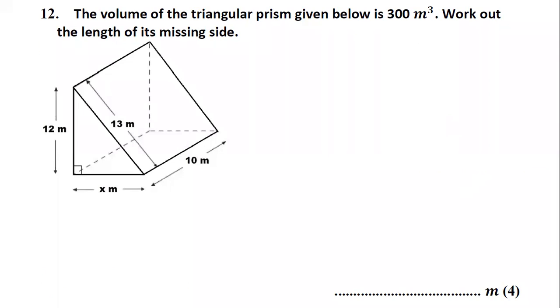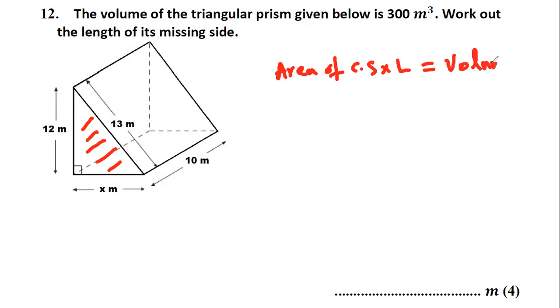It says the volume of the triangular prism given below is 300 meters cubed. Work out the length of its missing side. Right, so we know that in case of any prism other than cube and cuboid, we always work out the area of the cross section and then times it by length. So area of cross section times by length, and that gives me volume. Okay, right. So in this case here, I know that length is 10, volume is 300.